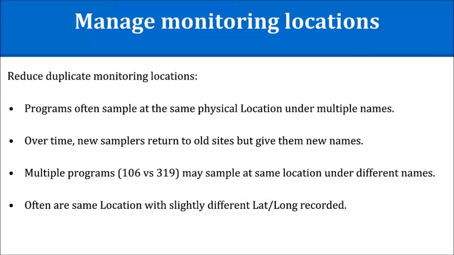And then this is another issue: over time, new samplers return to old names. Try to keep consistency there within your organization. Sampling for multiple programs: some people will do different monitoring locations for 106 and 319, but we really can combine those. You can put that in your project level to divide those up. And then, like I said first, the different lat-long issues.